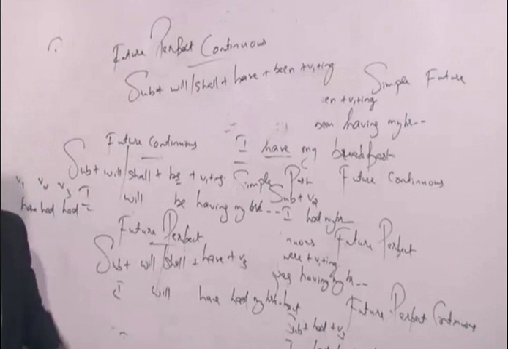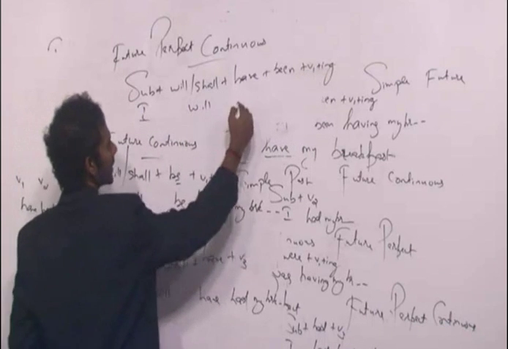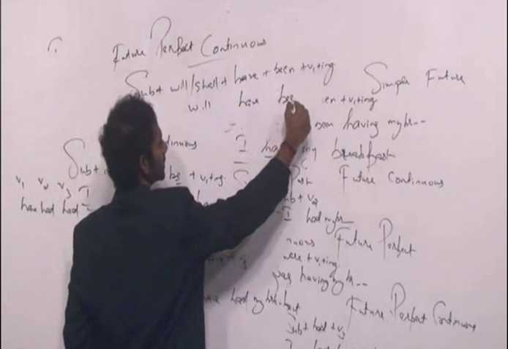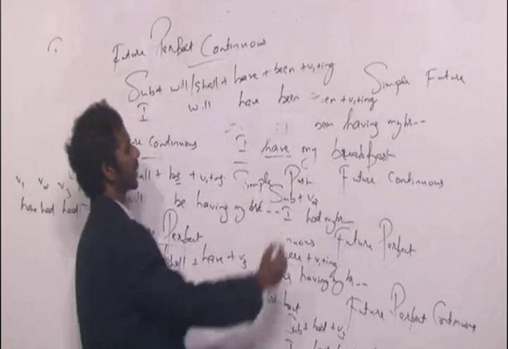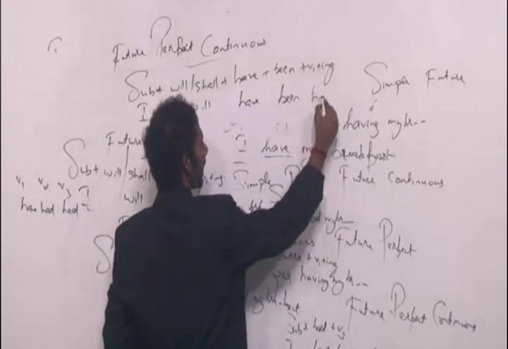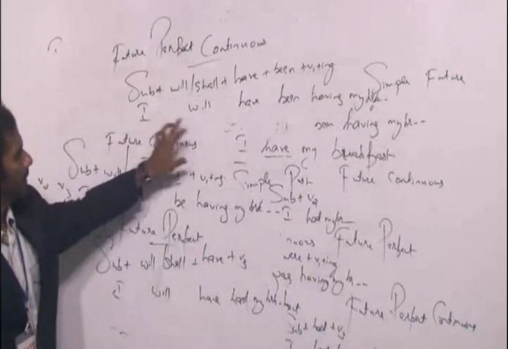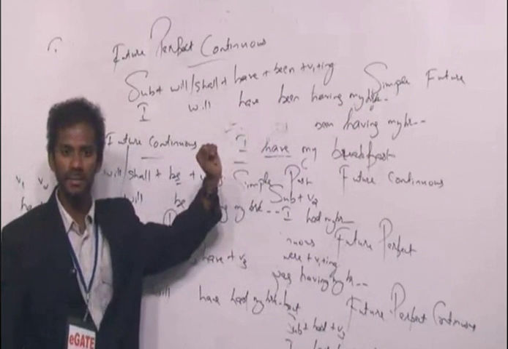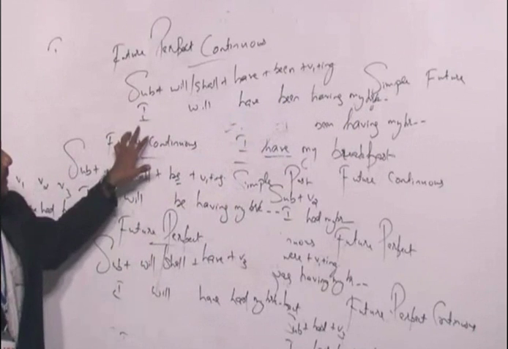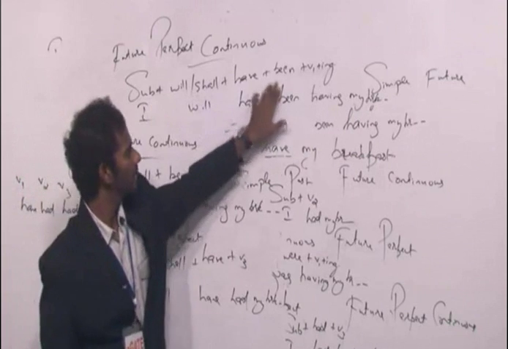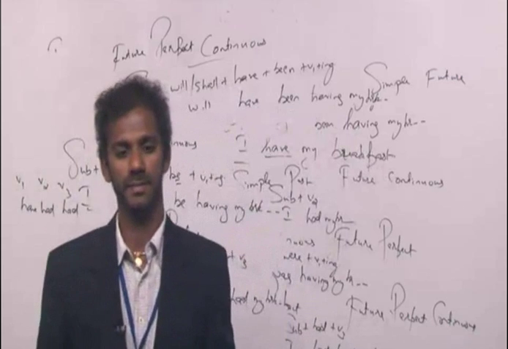The subject is I. Then will. Then have. Then been. Plus V1 plus ing. Ing of have is having. So I will have been having my breakfast. Subject plus will or shall plus have plus been plus V1 plus ing. I is the subject there. Then will, have, been, and ing is having. So I will have been having my breakfast.